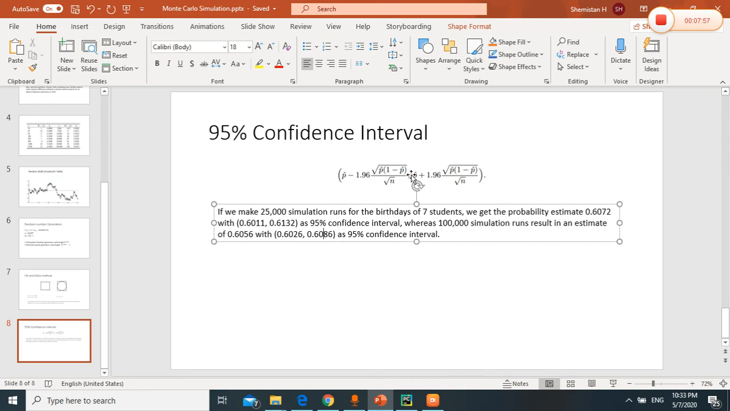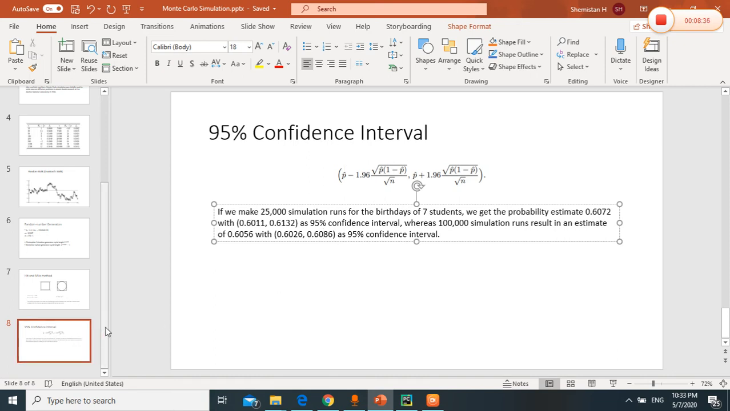And you can see that from this formula. When the number of simulations increases, the effect of the square root of p times 1 minus p fades out. When the number of simulations increases 4 times, the interval decreases as the square root of this. For example, it is increased 4 times, it decreases 2 times.